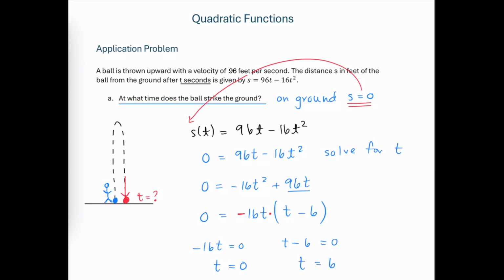So we get 2 times at which the position is equal to 0, or 2 times at which the ball is on the ground. And that makes sense with our concept drawing because there are 2 times when the ball is on the ground. One is before we've launched the ball, and then the other is when the ball has landed. And this is the one that we're looking for because we were asked, when does the ball strike the ground? It would strike the ground after 6 seconds.